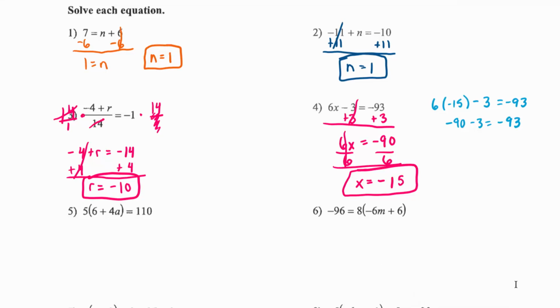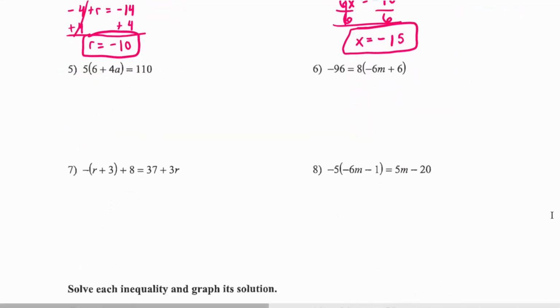Numbers 5 and 6 have parentheses, and so do 7 and 8. As we're looking at these, there are a couple of different ways we can go about this. I can distribute the 5 to both things in the parentheses here, or if I want to, I could divide both sides by the 5 that's in front. When we are dividing, and there are two things on top being multiplied together, we actually get to pick which of these two things gets divided so that it cancels.